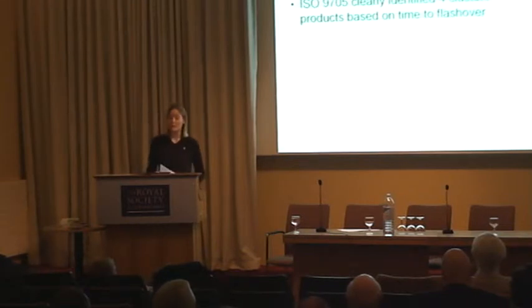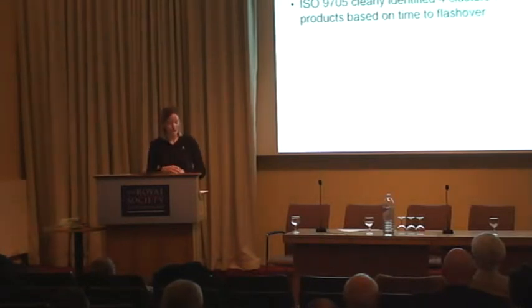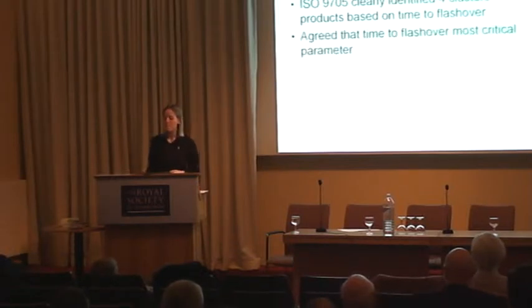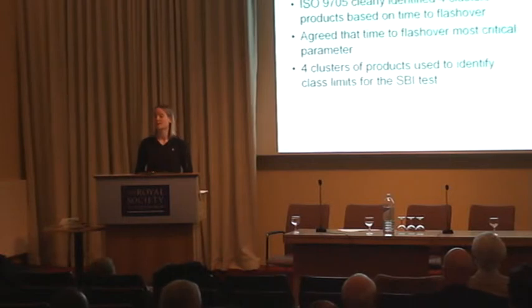When we looked at the room corner test, we very clearly had four clusters of products, based on time to flash over. We have the products that never went to flash over in the room corner, those that went to flash over during the 300 kilowatt phase from 10 to 20 minutes, those that went to flash over in the 100 kilowatt phase but after 2 minutes, and those that went to flash over within the first 2 minutes of the test. Since it was agreed that time to flash over was the most critical parameter, these four clusters were used to identify the class limits in the SBI test.